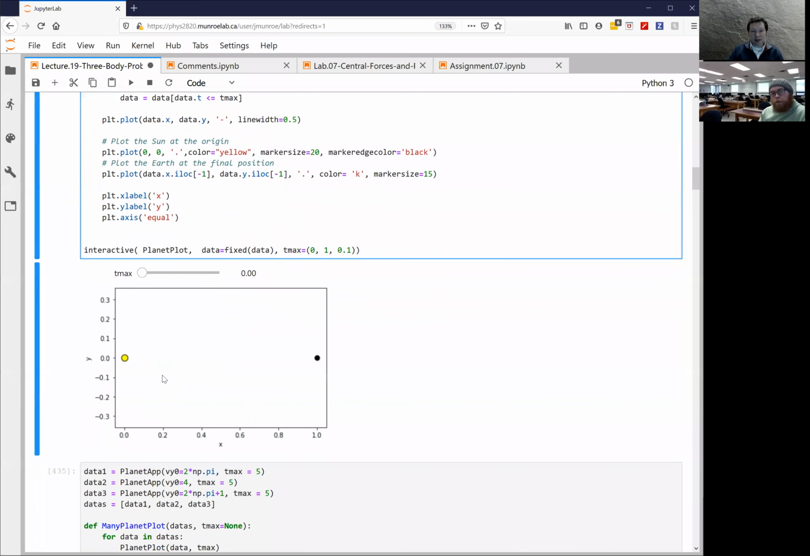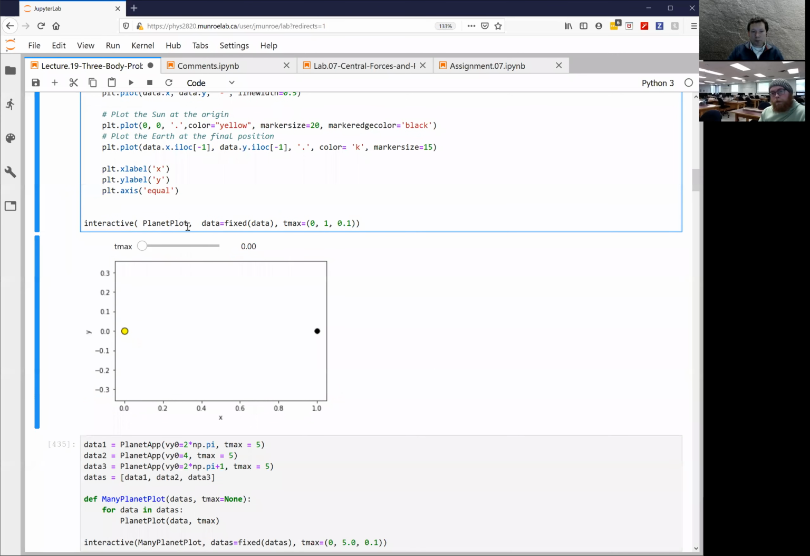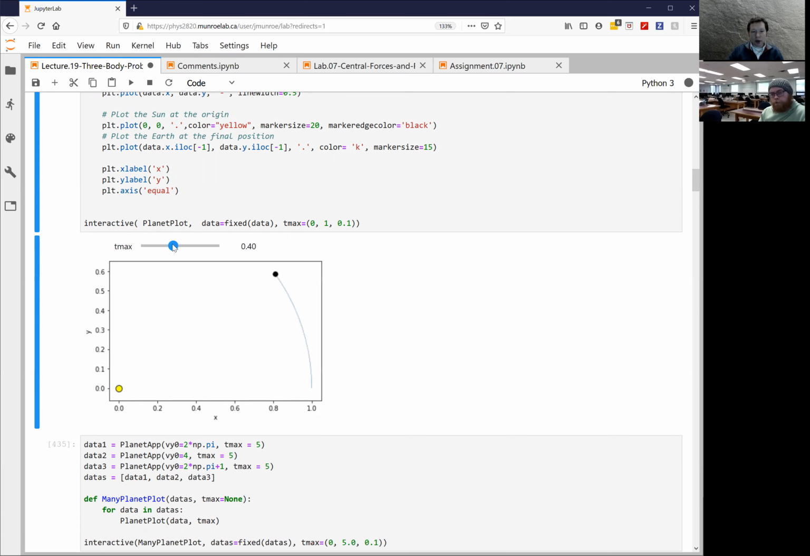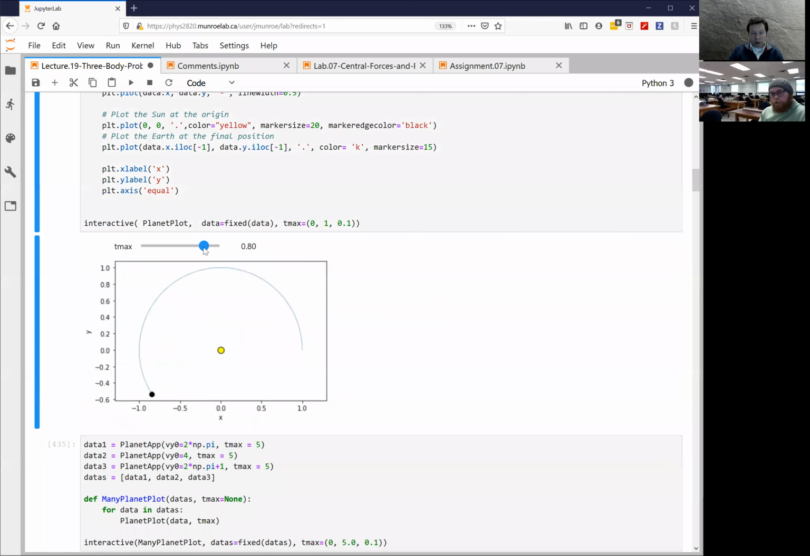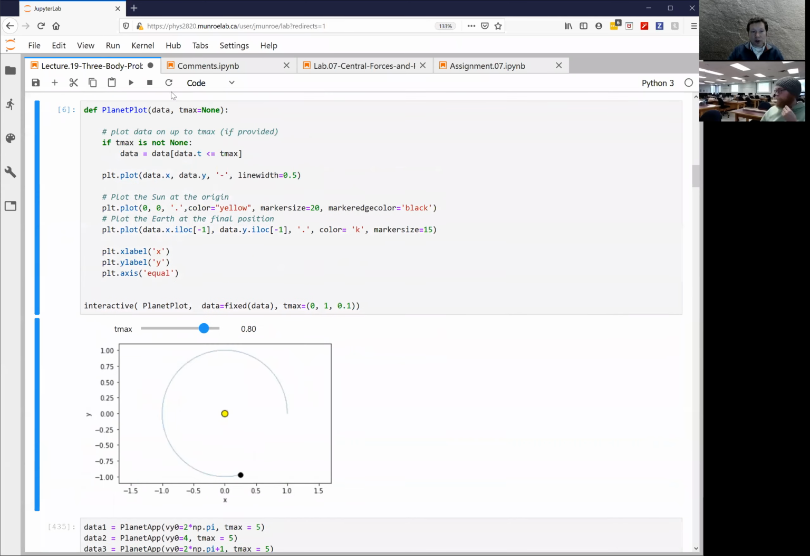And so what that means is if you do an interactive plot with this data and let t max be something, the planet starts off at one location, and then what you can do is slide this forward, and you can see that we're having the planet trace out its orbit all the way around the sun.